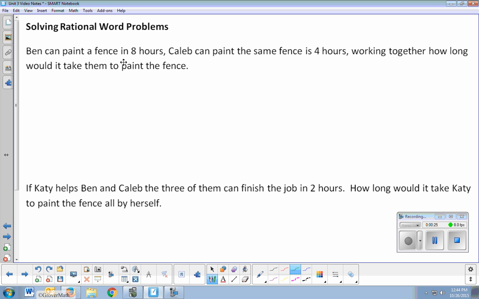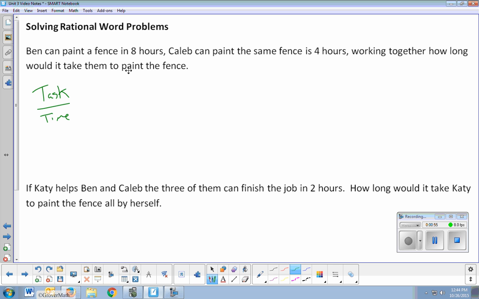For these particular questions, I'd always talk about some sort of task and the rate at which a task can be completed. It's helpful to think of creating a ratio of task over time. So task over time is a useful way to think about this. Ben can paint a fence in 8 hours. Caleb can do it in 4. Caleb is quicker than Ben. But comparatively, what are their rates?